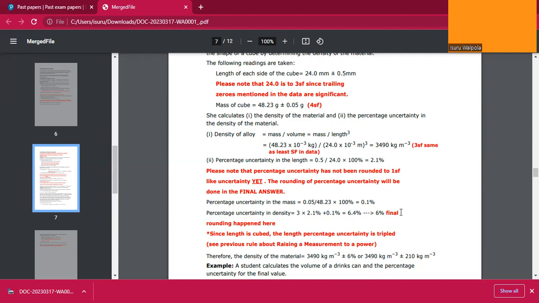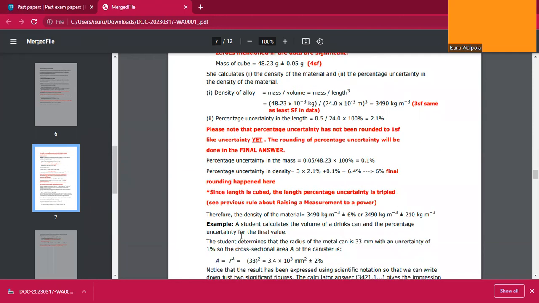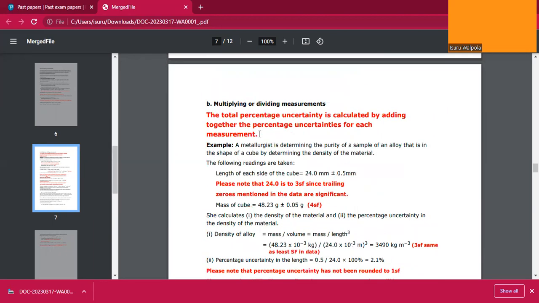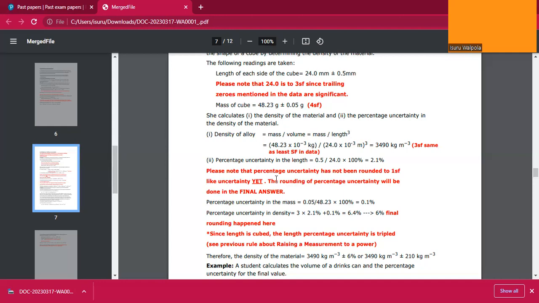Why have they rounded the final percentage uncertainty to 1 significant figure? Let's figure that out. There's a rule. I've written it down earlier, normally. Now here's the thing. This is where it gets a little hairy, because Edexcel does not officially state rules for this stuff. But you have to use your judgment here.